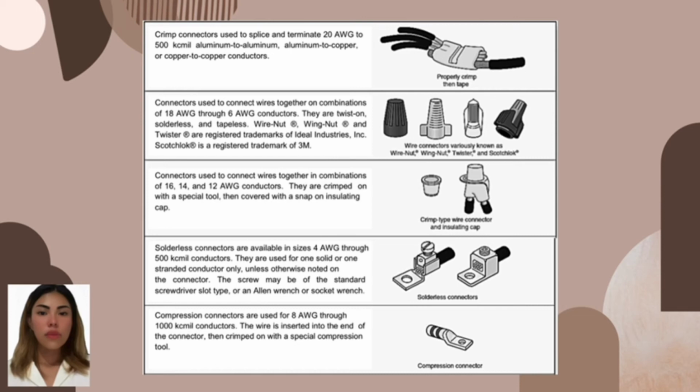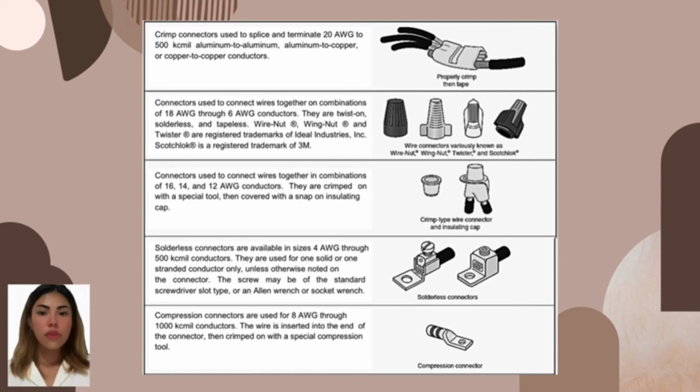So our next wire connectors are crimp connectors. It's a type of shielded electrical connector used for terminating stranded wire, and also used to splice and terminate 20 AWG to 500 kcmil aluminum to aluminum, aluminum to copper, or copper to copper conductors.